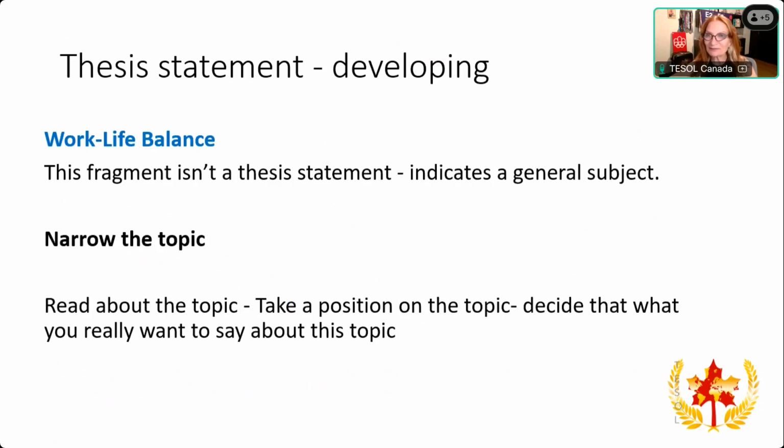Olga? Well, one of the approaches can be to narrow it down to a certain group. Work-life balance in the life of executive officers, for example, or teachers, office workers, right?